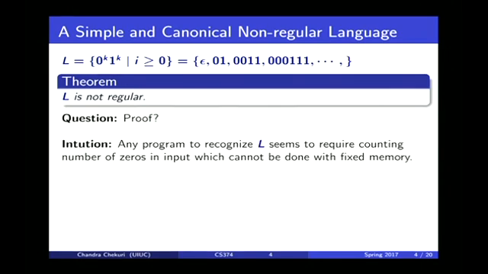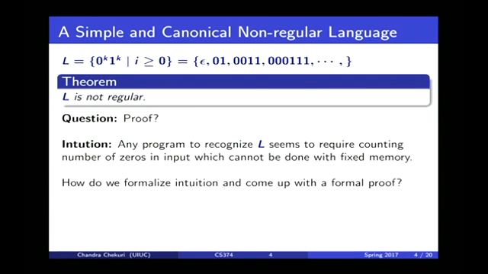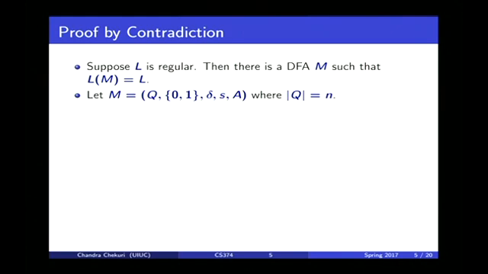So how do we formalize this intuition that any DFA which recognizes the language must count, but if it counts zeros, then its memory cannot be fixed? We capture that by the following proof technique, which I'll do slowly. We say proof by contradiction. We are going to prove that any machine which accepts this language will get confused. So how do we formalize that?